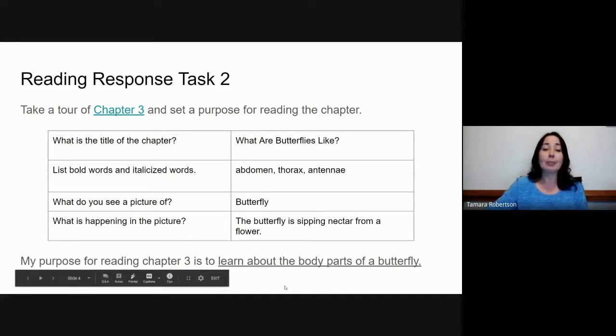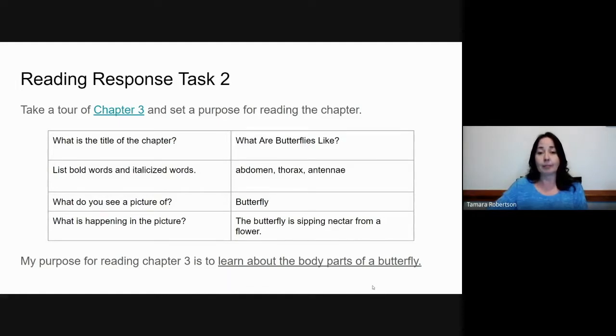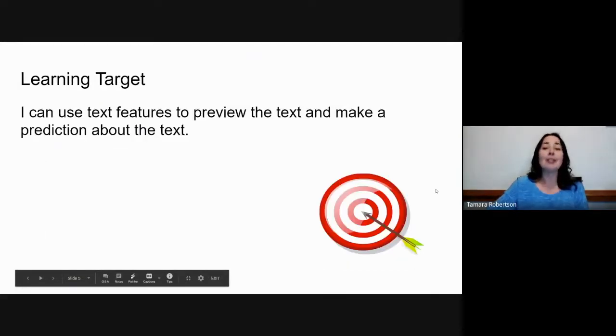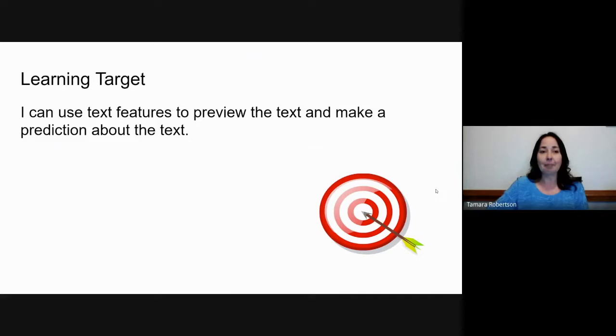Then you had to complete this sentence. My purpose for reading chapter 3 is, and I said, to learn about the body parts of a butterfly. What's your purpose for reading chapter 3? Read me that sentence. Great, good job.